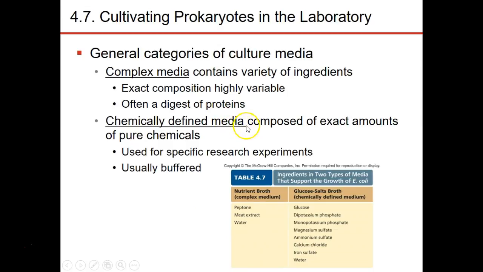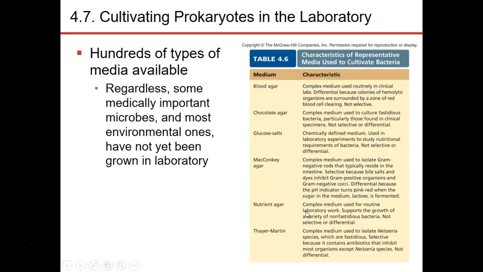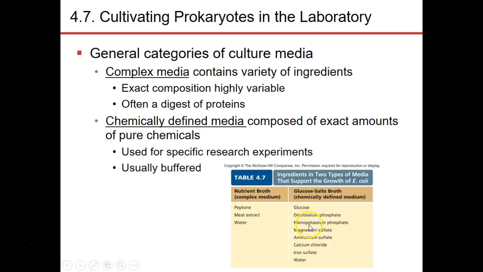Whereas a chemically defined medium is going to have exact amounts of each type of chemical. And so there's glucose, or there's monopotassium phosphate, magnesium sulfate. Chemically defined media is what is used typically in research labs so that you are growing the organisms and you know exactly what's in the media, so you know how it will affect the growth of the bacterial species that you're using. Complex media is what we typically use in our lab. We just want our organisms to grow so we can run tests on them.